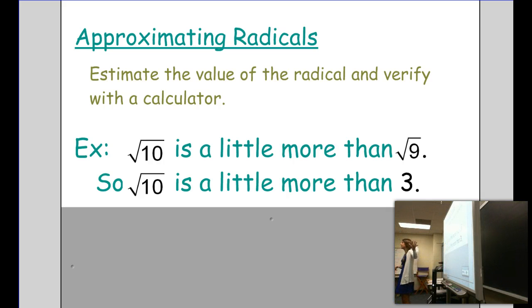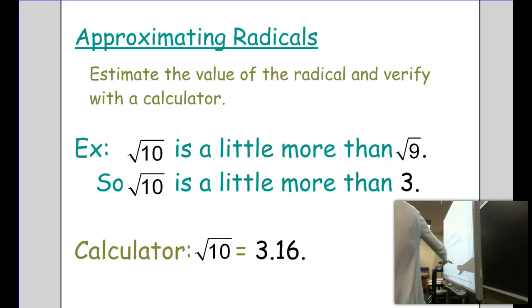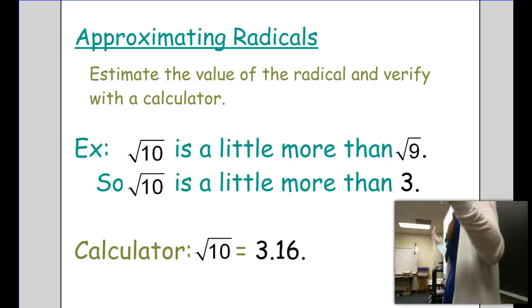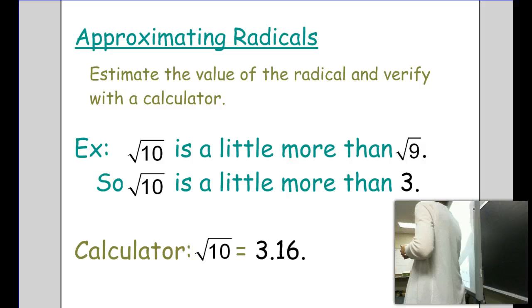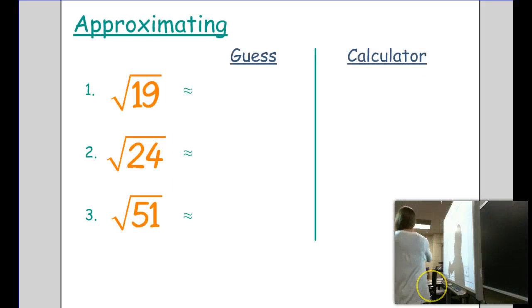What perfect square is 10 really close to? 9. We know the square root of 9. What is the square root of 9? It's 3. 10 is a little bit more than 9. So the square root of 10 is going to be a little bit more than 3. This is called approximating radicals. Estimating. It's called estimating. The square root of 10 is 3.1. Calculator under your desk.